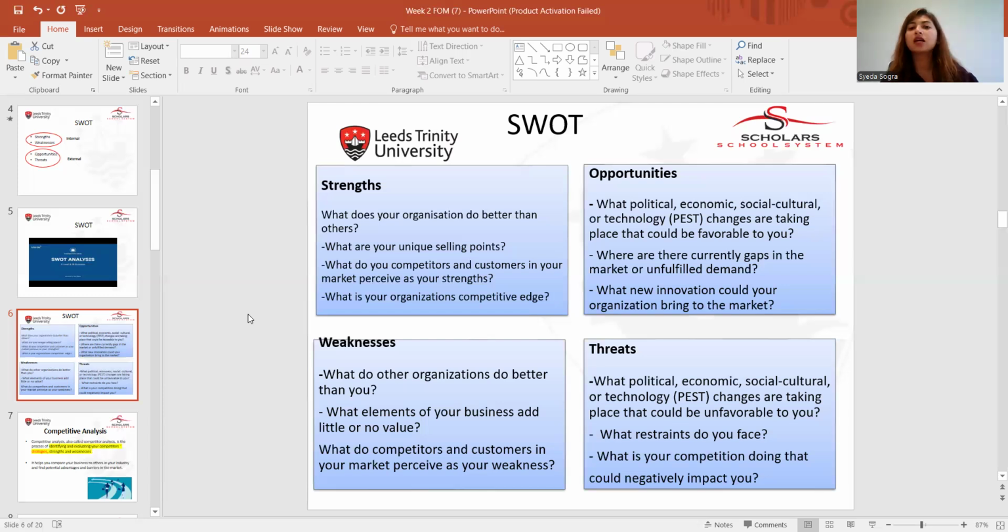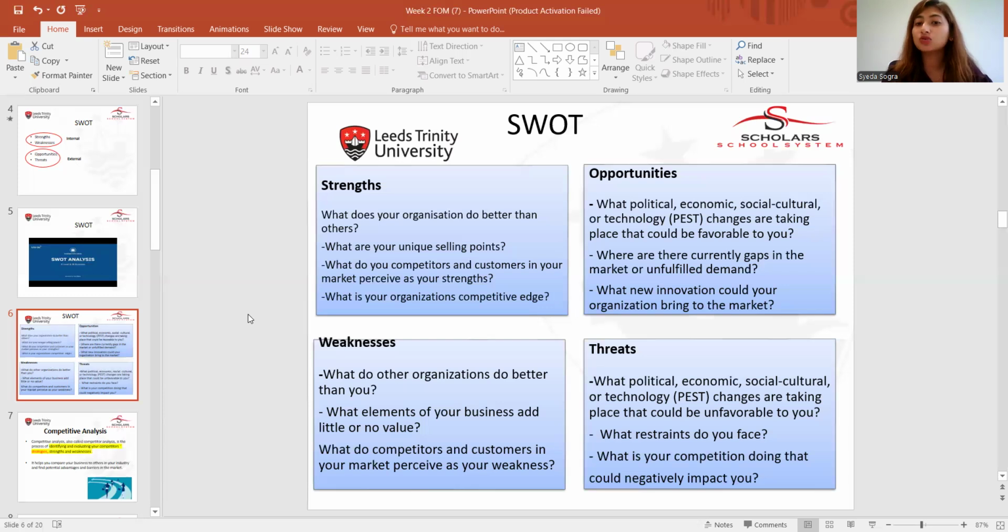weakness. When we talk about opportunities, we think about what political, economic, socio-cultural, or technological factors or changes take place that could be favorable to the organization. And what are the current gaps? Is there any unfulfilled demand? Or what new innovation could actually bring a good advancement in the market?